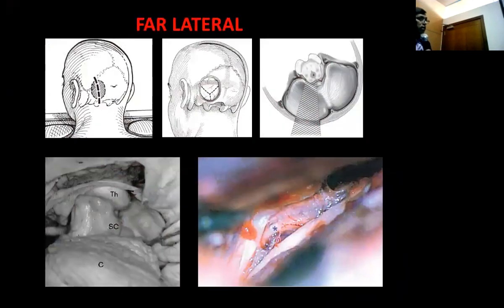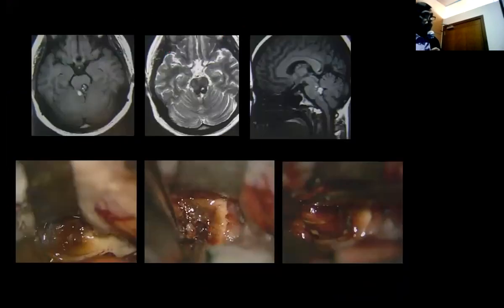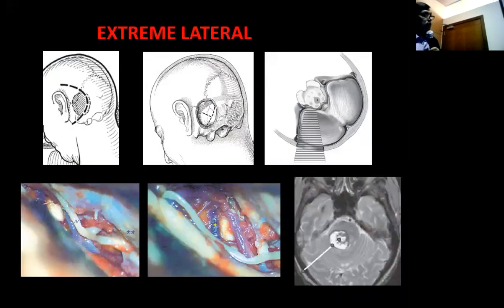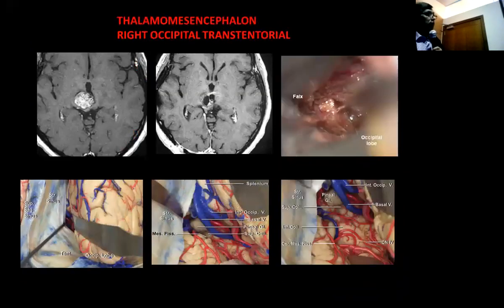Or far lateral, you just tell the patient, and then you'll see side view of the superior colliculus. And this is an example. It is not in the midline, it's a bit off. So you use this approach. Or extreme lateral or far lateral, where the lesion is really far like this. It is not in the midline, it is not lateral, it is far lateral. In this particular case of thalamomesencephalic, you go supratentorial, you cut the tent and you reach to the back of the midbrain and the thalamus.